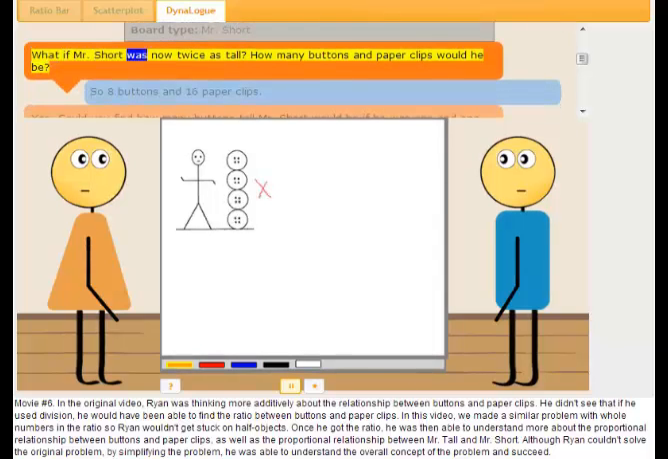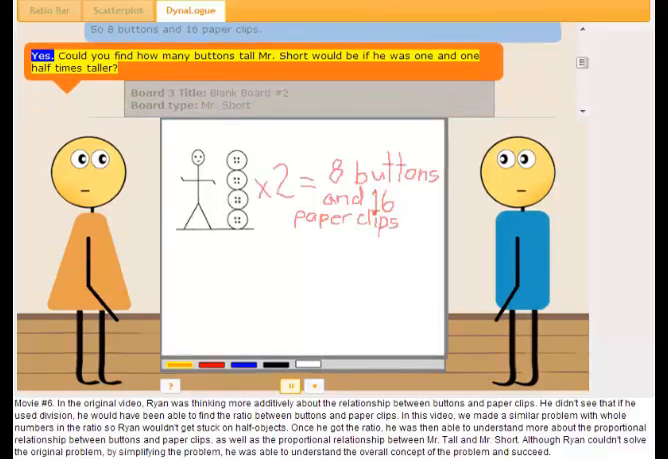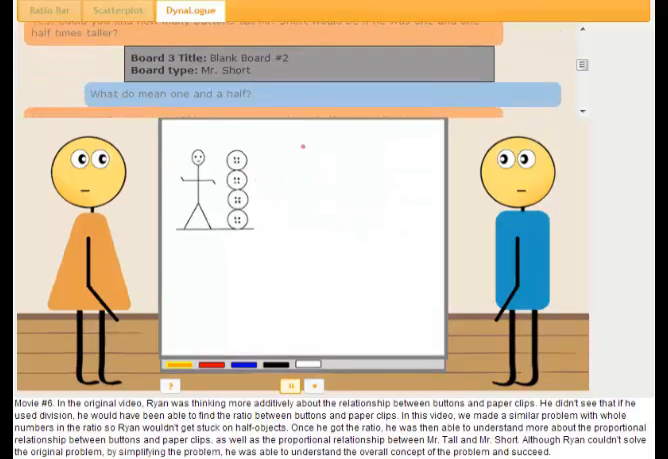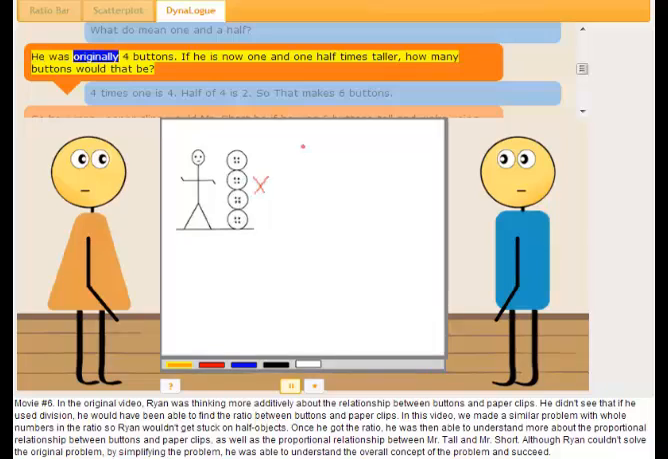What if Mr. Short was now twice as tall? How many buttons and paper clips would he be? So 8 buttons and 16 paper clips. Yes. Could you find how many buttons tall Mr. Short would be if he was 1½ times taller? What do you mean 1½? He was originally 4 buttons. If he is now 1½ times taller, how many buttons would that be?